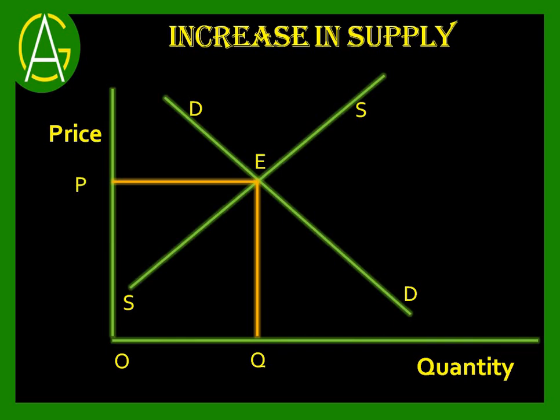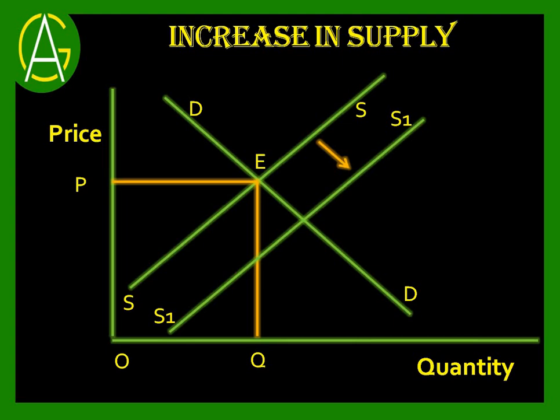Now it is said that there is an increase in the supply. As you know, when there is an increase in supply, the supply curve is going to shift to the right side. A new supply curve is presented, S1. The supply curve has shifted to the right side. But there is no change in the demand. When supply increases and there is no change in the demand, it means that there will be a surplus in the market.